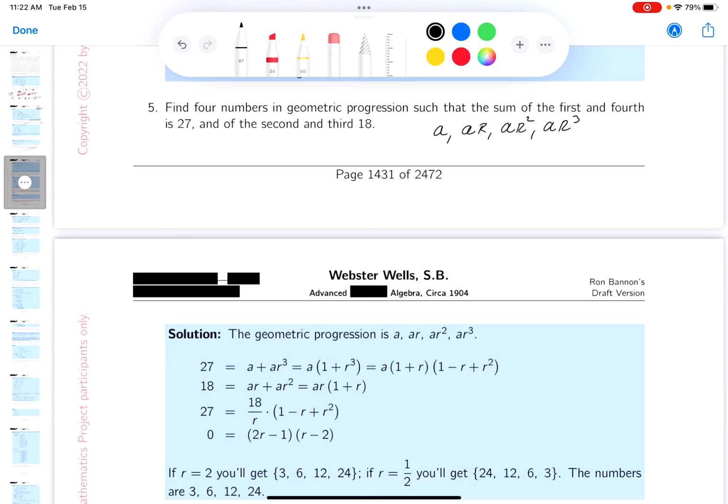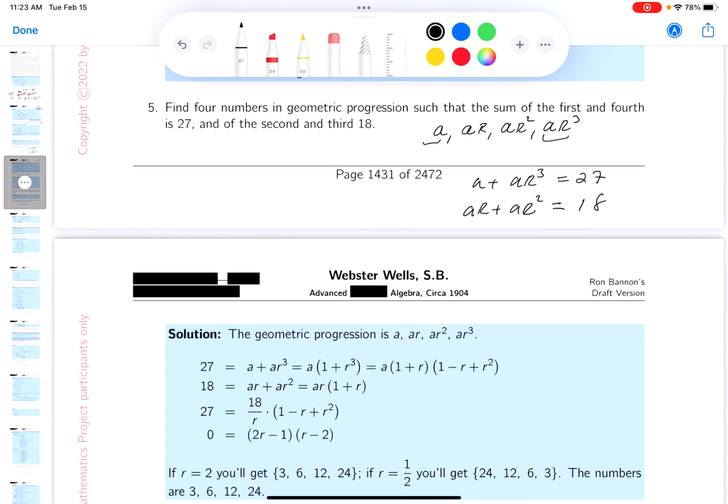So find four numbers in geometric progression such that the sum of the first and fourth is 27, I can write that down, and the second and third, well, the second's AR, and the third is AR squared, is 18. All right? Now, certainly, people looking at this may wonder what you are going to do with this.